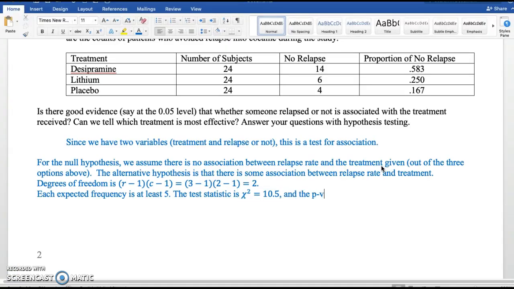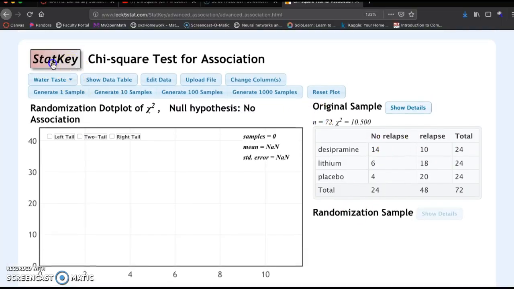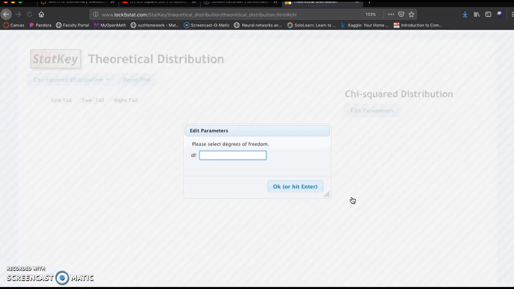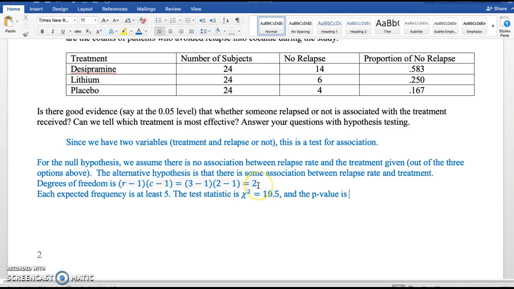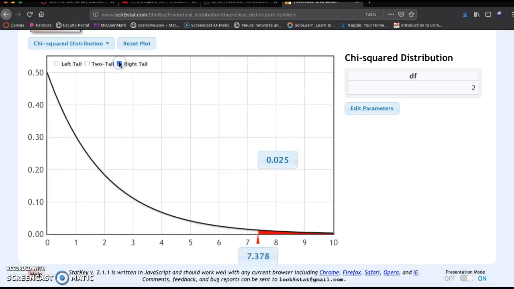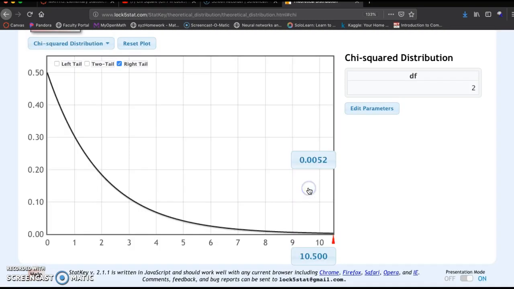And the p-value, I can do the p-value. I need to go out of here, 10.5. Go into Stat Key, click on theoretical distributions, chi-squared. Degrees of freedom was 2. 2 degrees of freedom. Always right tail for chapter 7. And in this bottom test statistic value was 10.5. Click OK.